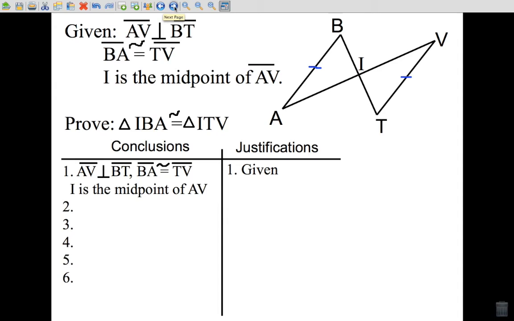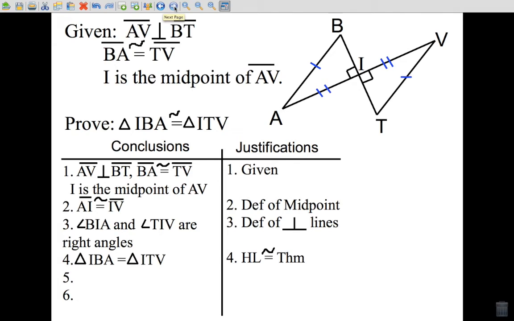But what do perpendicular lines tell you? Perpendicular lines mean that we have right angles. So I'm next going to conclude that angle BIA and angle TIV are right angles because of the definition of perpendicular lines. I also can conclude that segment IA is congruent to segment IV because of the definition of a midpoint. Once that information is marked on the figure, we clearly see that the HL congruence theorem has been satisfied, so we can conclude that triangle IBA is congruent to triangle ITV.